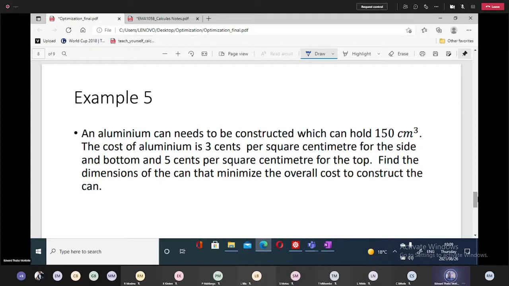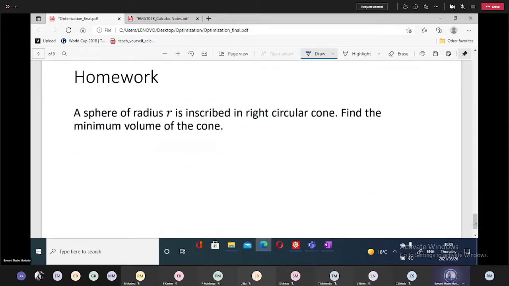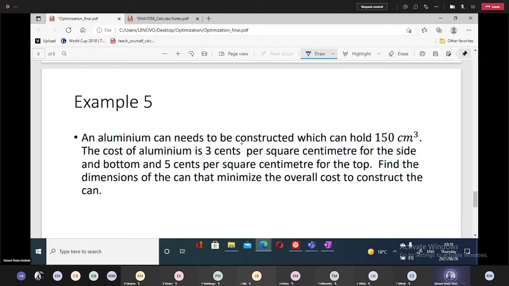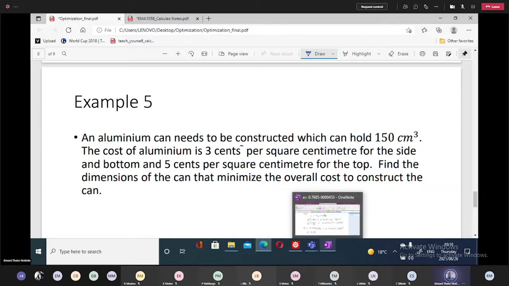Okay, so this means here we will need the volume of a cylinder, because it's a can. Let's take the values. You should remember that the cost of aluminum is 3 cents per square centimeter for the side and the bottom. So you must remember this information here. You can take a picture. Now we can go and solve this problem.